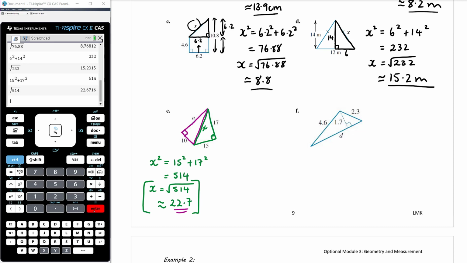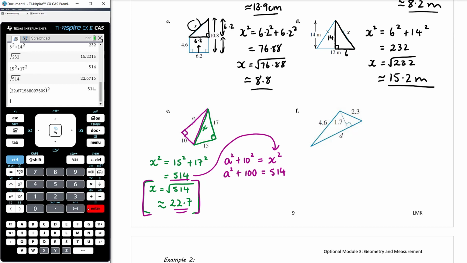But if we set up our Pythagoras' theorem, it's going to be a squared plus 10 squared equals x squared. Now this is where we didn't actually need the previous bit, because that's what x squared equals. X squared is 514. So we've got a squared plus 10 squared, 10 squared is 100, equals x squared, which is 514. You could go and square this value back again, but you'll get 514, that's the point. So we only ever needed to know what x squared was in order to be able to go to A.